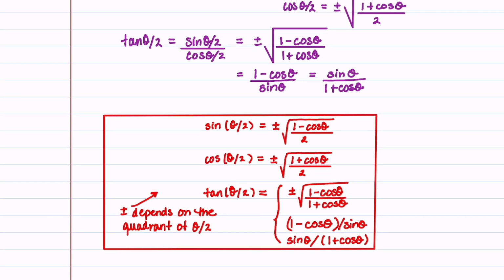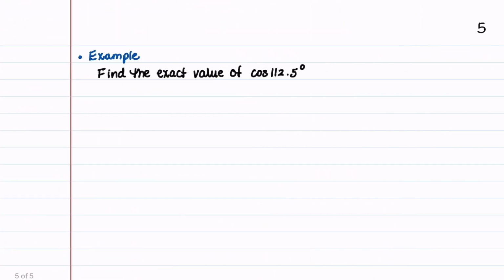There's a half-angle formula for sine, cosine, and tangent. Notice that there are 3 forms for the tangent formula. The plus or minus in all 3 formulas depends on the quadrant of theta divided by 2, which makes these formulas a little bit more complicated. Let's now do an example so I can show you how to implement these formulas and also how to choose the correct sign. We'll find the exact value of cosine of 112.5 degrees.